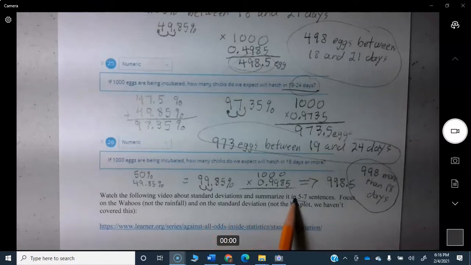So just take maybe a little planning to cover what they talk about in this one. By the way, I'm interested in the Wahoo's example, not the rainfall example she gives at the beginning. So talk about the Wahoos. Don't worry about the box plot. We didn't study that. But just talk about standard deviation, okay, and how they use standard deviation.